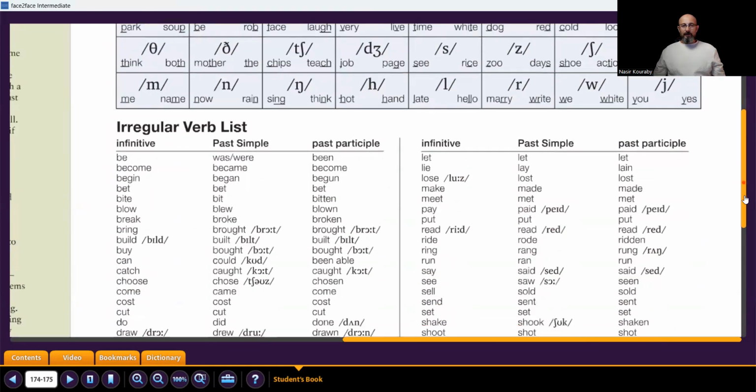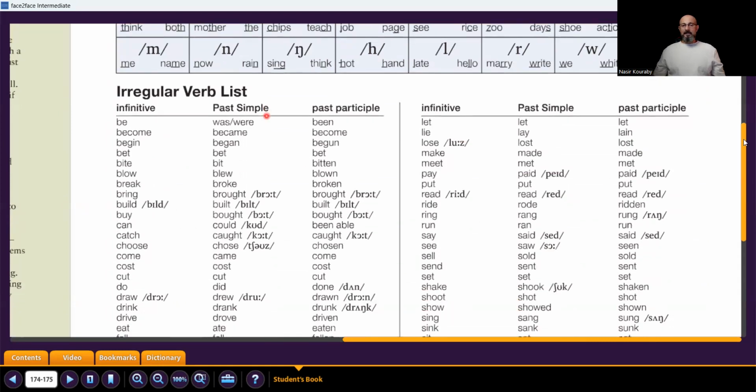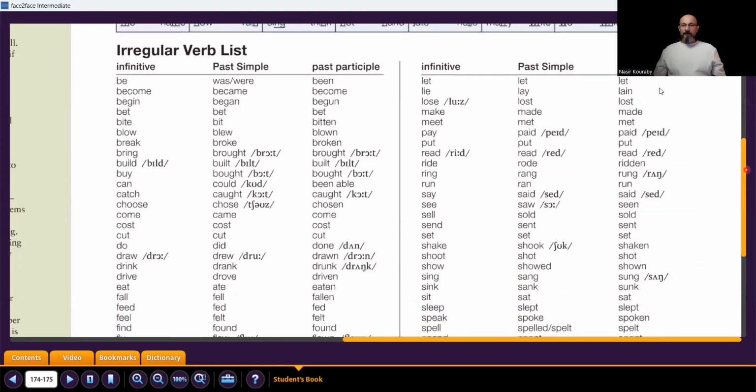And under them, here, we have the irregular verb list for intermediate level. In each book there is a table like this, but in every book they give you more, more difficult words, so you can memorize them: past, past participle, and infinitive, or we say verb 1, verb 2, verb 3. So that was everything about the description of the book.